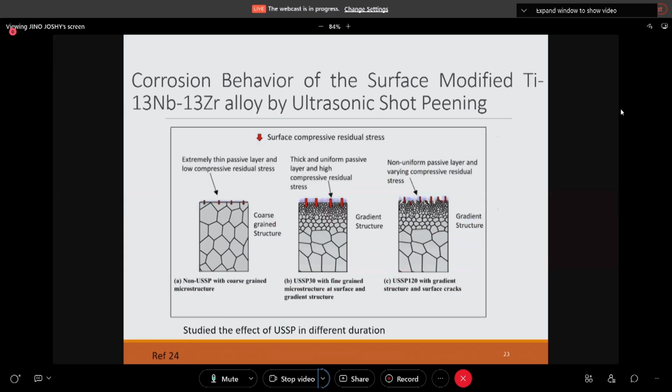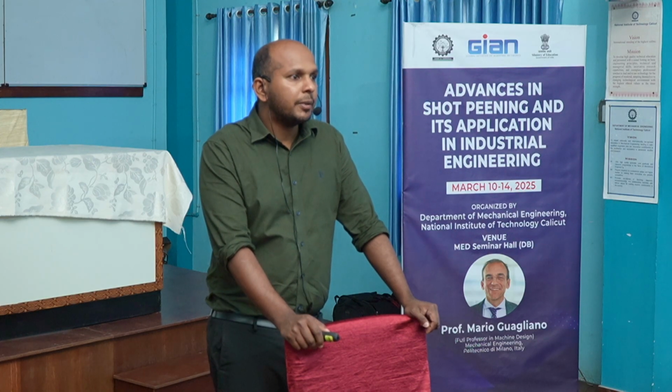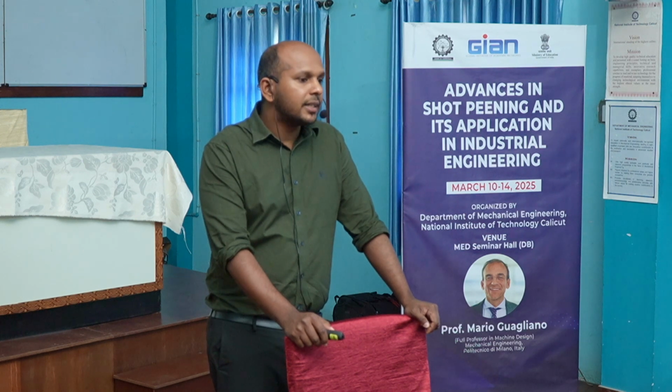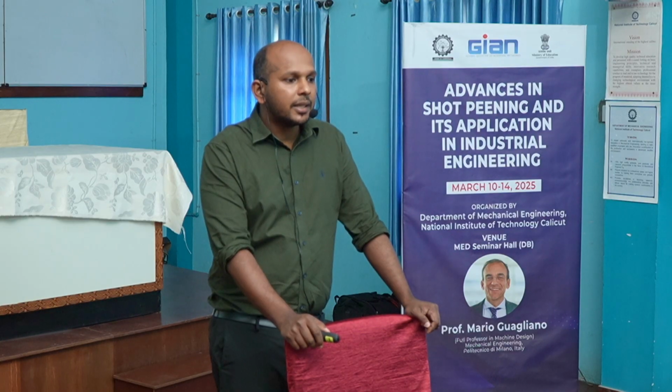Why? Because in this 15 sample, the grain refinement effect was minimum, but the surface roughness was formed on the material. Because of this surface roughness, this material is more prone to corrosion. But when we compare the 15 sample and the 30 sample, in this study they got the highest corrosion resistance for the 30 sample.